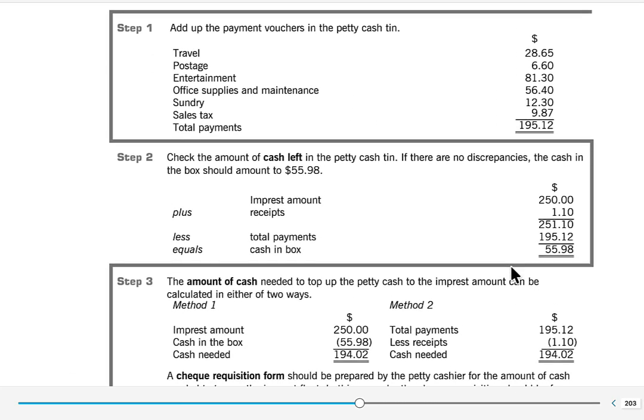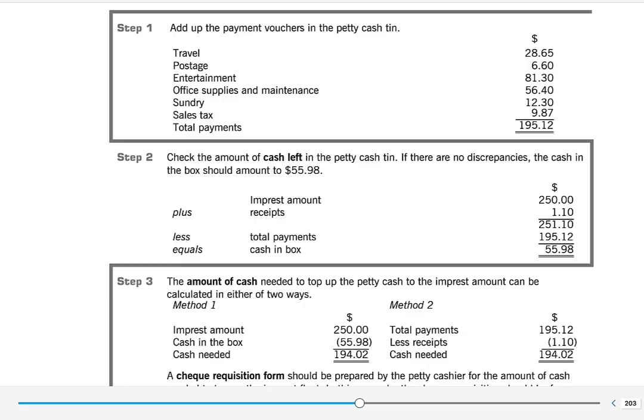Step 1. Add up the payment vouchers in the petty cash tin. This means we collect every petty cash voucher that shows a payment was made. Then we total them. Here are the vouchers and their amounts. Travel equals $28.65. Postage equals $6.60. Entertainment equals $81.30. Office supplies and maintenance equals $56.40. Sundry equals $12.30. Sales tax equals $9.87.